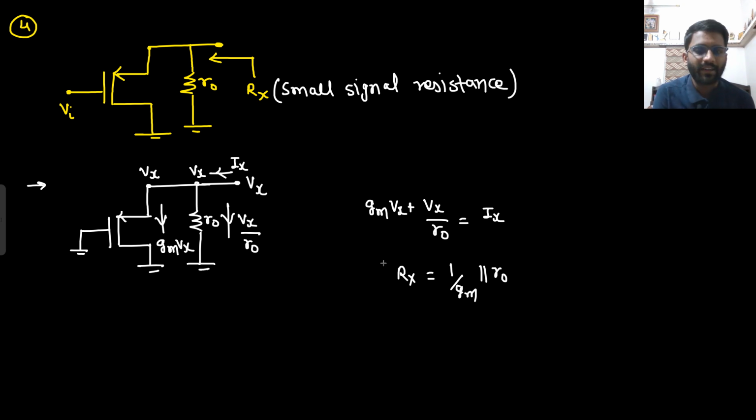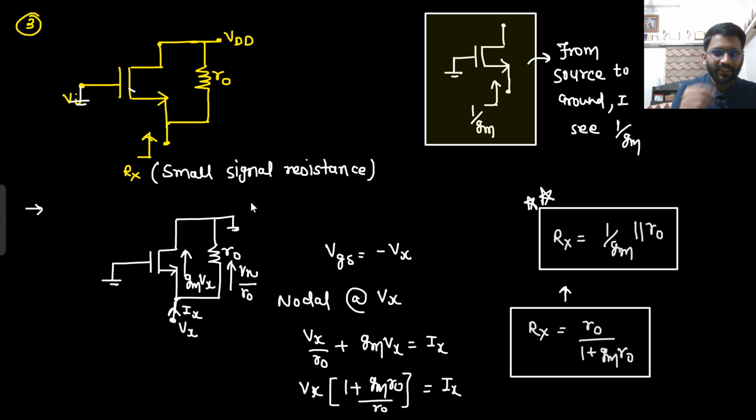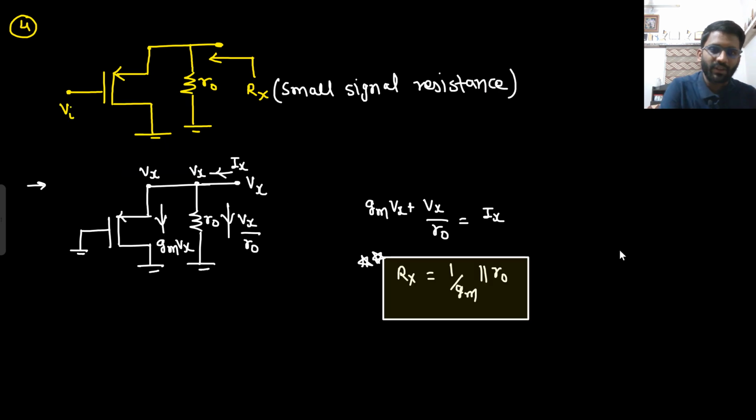This is the same circuit as NMOS, nothing different is there, sorry, I said PMOS. This is the same circuit only, but here you feel like something different is there. So what did you understand? That if a PMOS is given and they are asking you for a resistance from here.